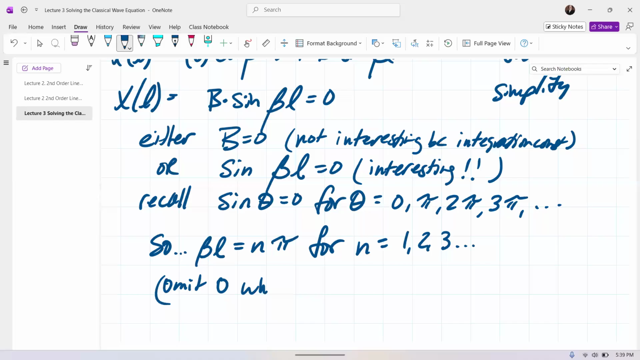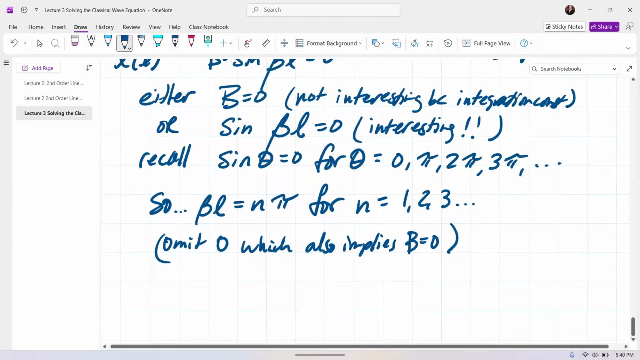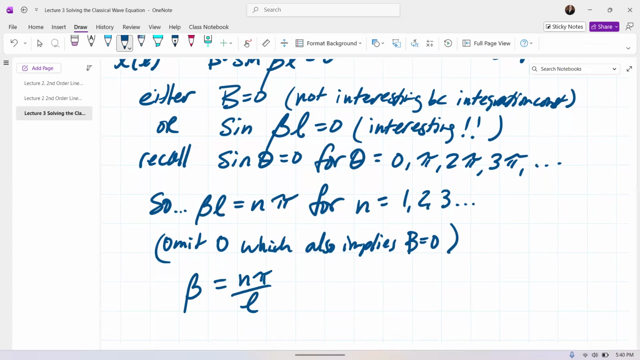Which implies the boundary, it's the same boundary condition, right? So the interesting things happen when n is an integral number. And we will also write beta equals n pi over L, which we will need later. Just hold that thought. This was just rearranged.